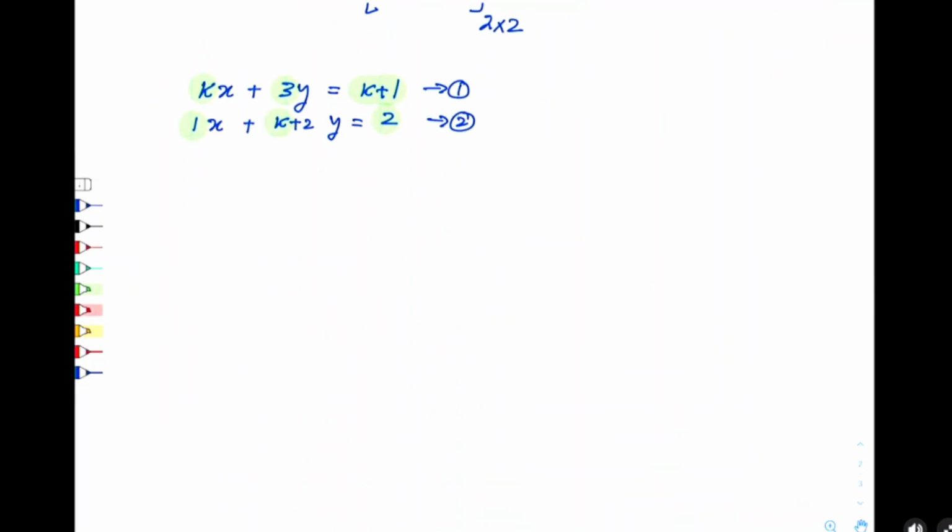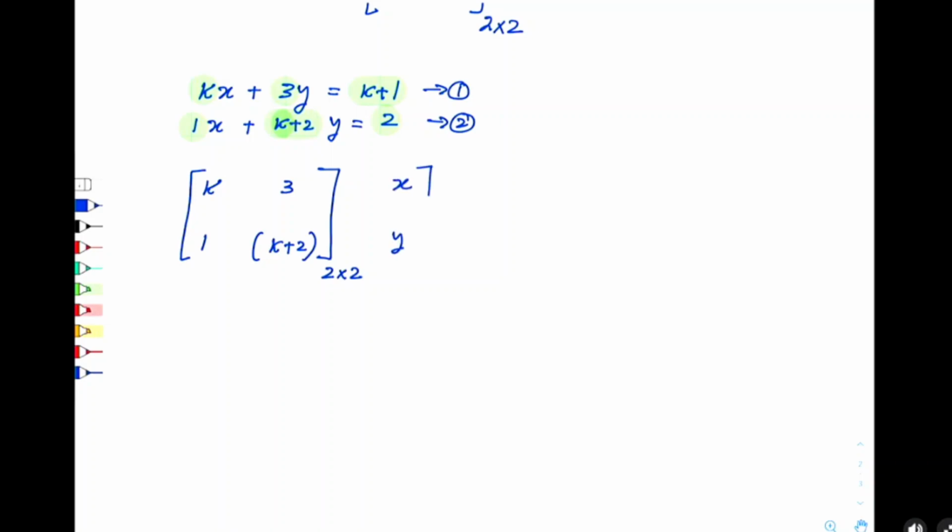How to do that? You take the coefficients. The coefficients of x would be k and 3, and 1 and k plus 2. You take them and put them into a matrix. What you are going to get is the matrix of coefficients, a 2 by 2 matrix. Then you put x and y here. Those are the variables, and that would be a 2 by 1 matrix.